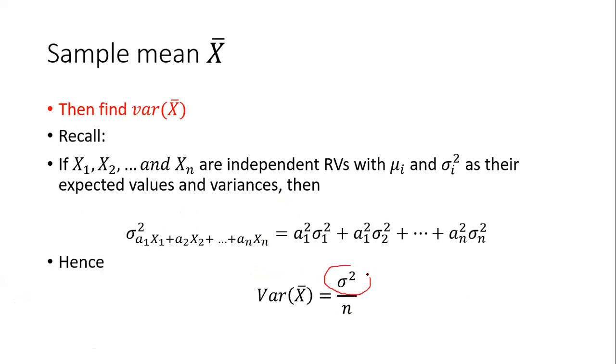What is sigma square? This sigma square is the variance of a single student. Not a single student, sorry, but it's the variance of the distribution of single students. Okay, so what does this mean?